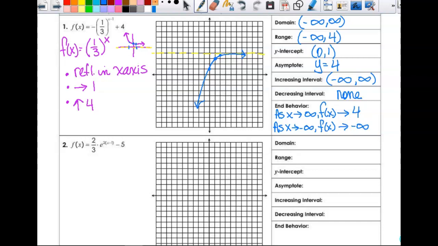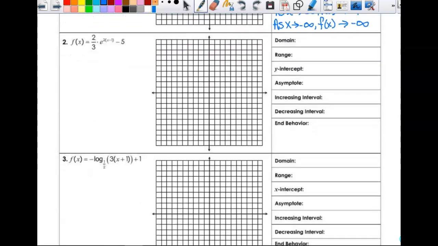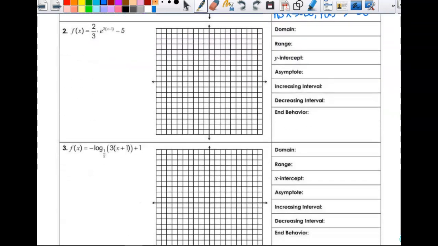All right, let's look at number 2. Another exponential, we got e here. So I'm going to write f of x equals e to the x. The base is greater than 1, so it looks like this. I have 1, 2, 3, 4 transformations. I'm going to have a vertical compression by 2/3.